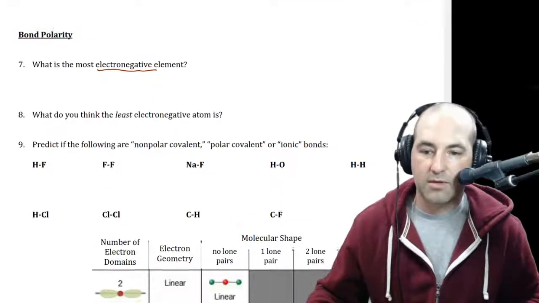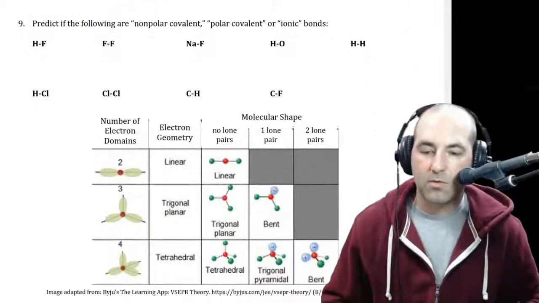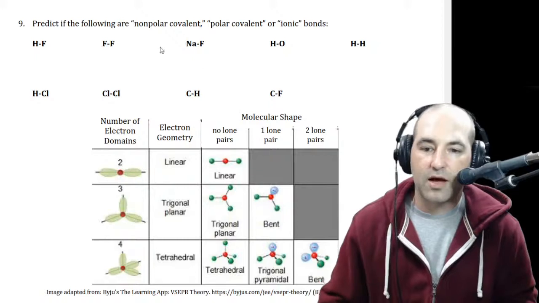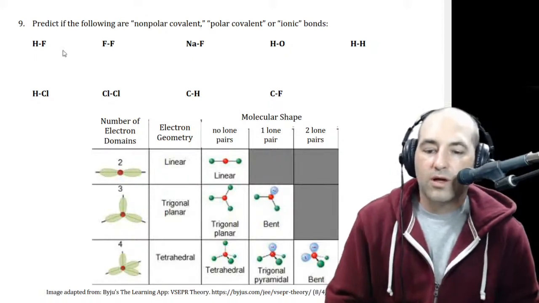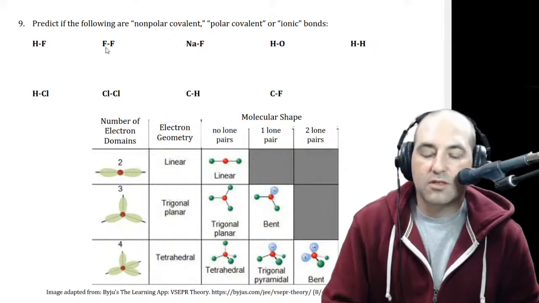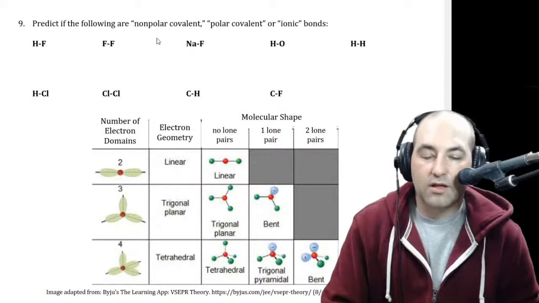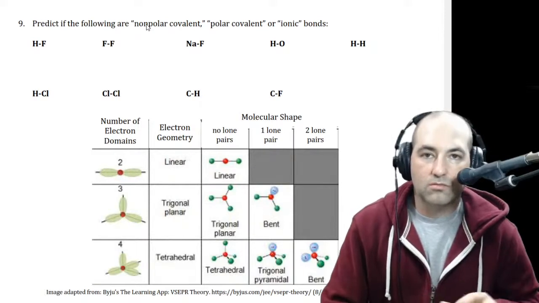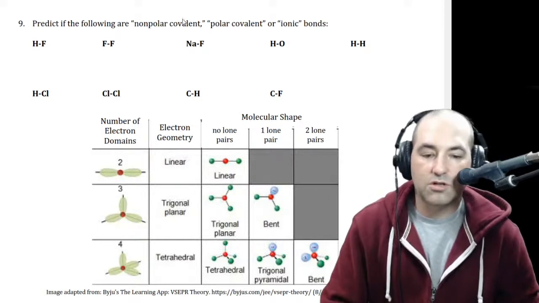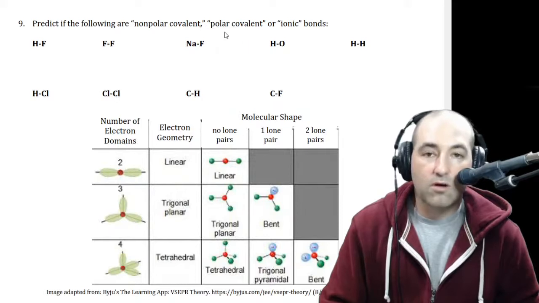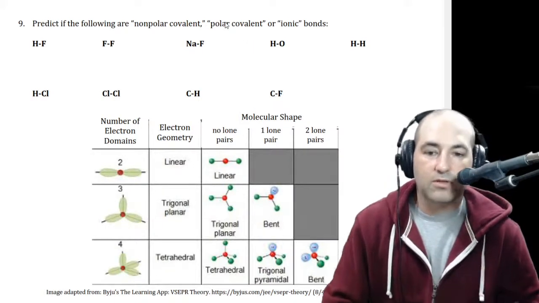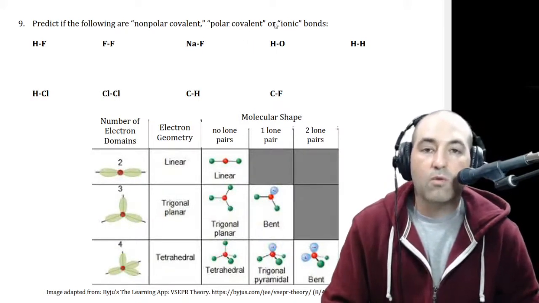All right, so let's think about that with relation to some different types of bonds. We want to predict if a bond is going to be nonpolar covalent, meaning no difference in electronegativity, no lopsidedness. We want to know if it's that or if it's polar covalent, meaning that there is that pull to one side or the other, or what we call ionic.